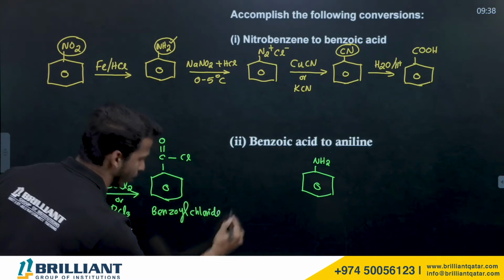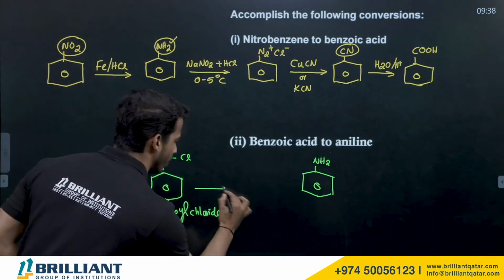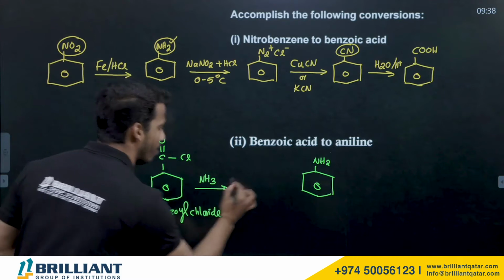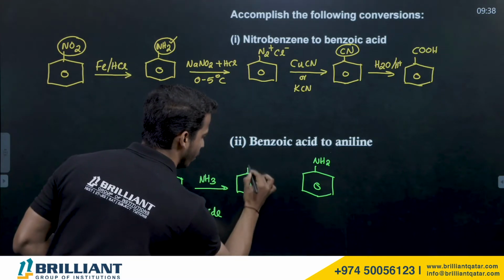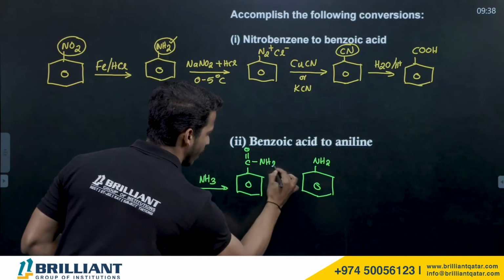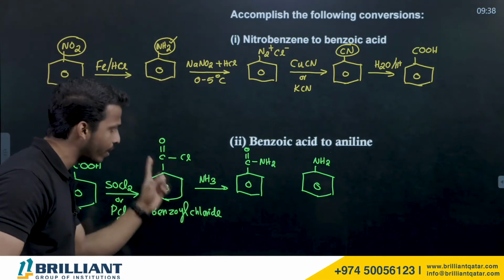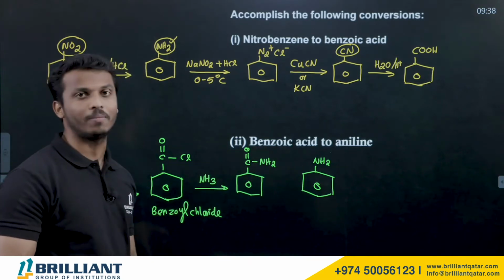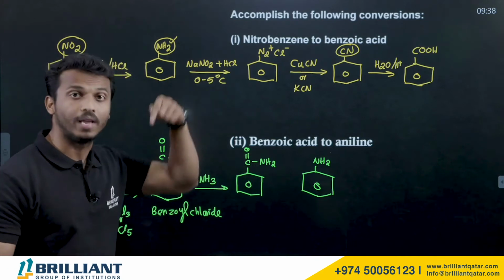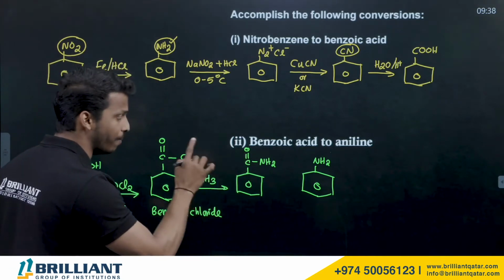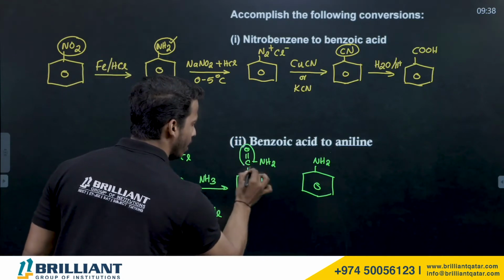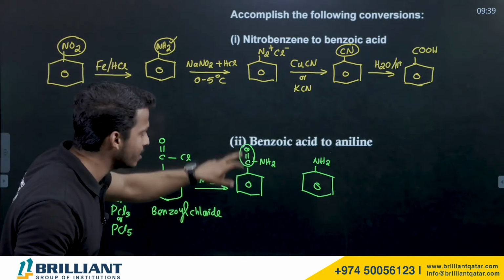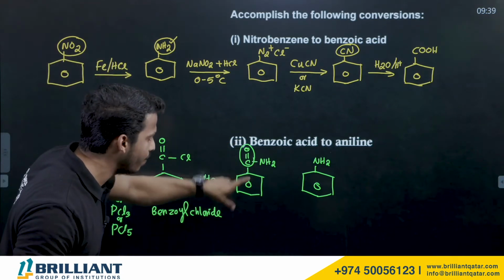Benzoic acid on chlorination with SOCl2, PCl3 or PCl5 will give you benzoyl chloride. When benzoyl chloride is treated with ammonia, it will give you an amide, benzene with CONH2. Benzoyl chloride, when treated with ammonia, gives an amide. How can we convert the amide into amine, with one carbon less? During Hofmann bromamide degradation, the CO group is removed. From the amide, when you remove the CO group, your amine is ready, benzene with NH2.